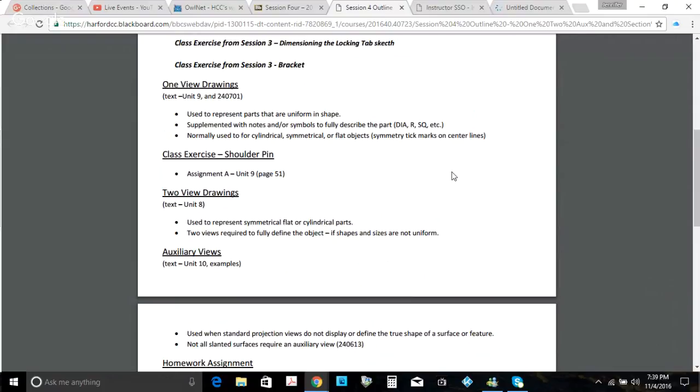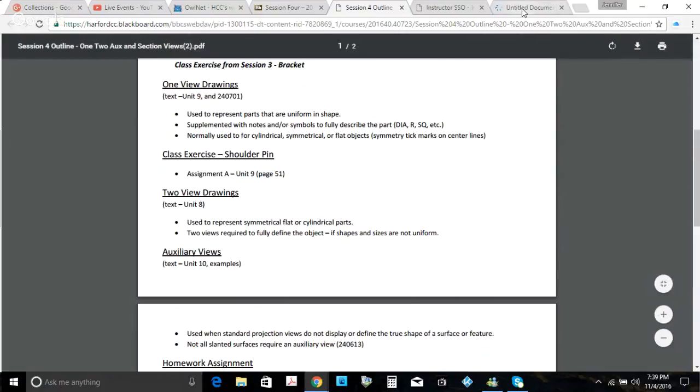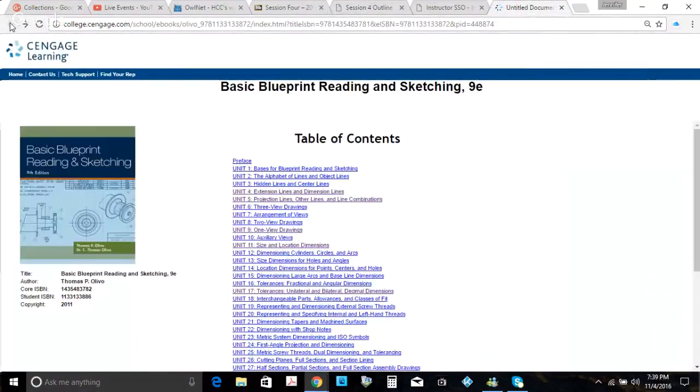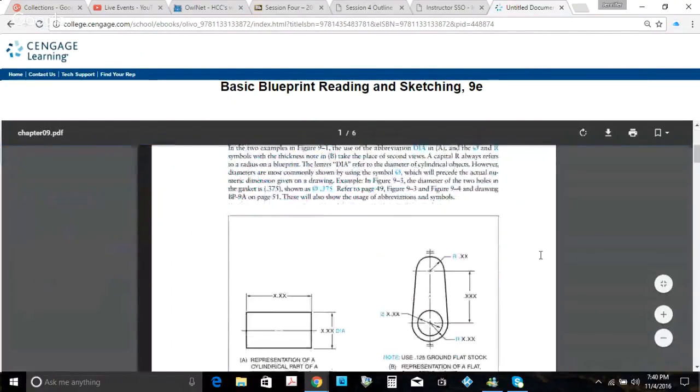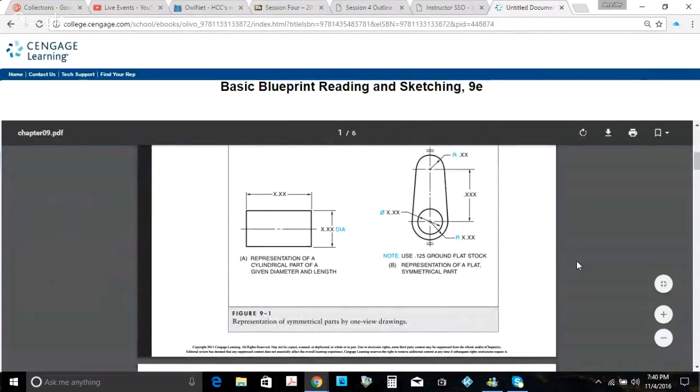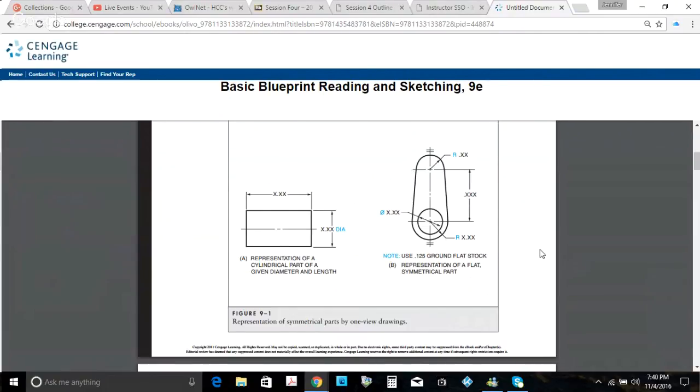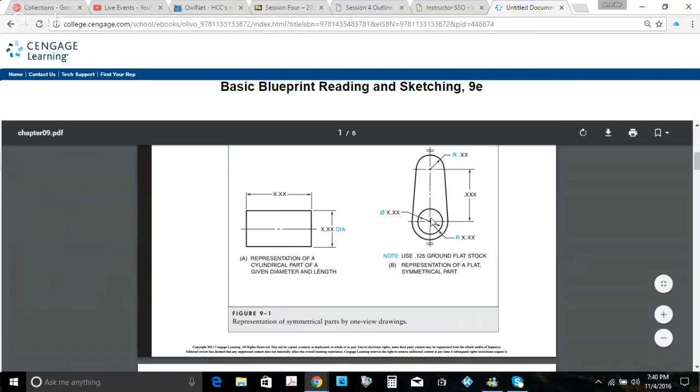Also, with the one view drawings, Unit 9 in our text, let me bounce back there and get an example of what I'm going to talk about here. Okay, so in Unit 9, Figure 9-1, the B representation over here on the right-hand side, we talked about if a part is symmetrical, meaning the features on either side of the center line are the same, how do we identify that? And we said, okay, well, first of all, we want to put a center line down the middle of the part, and then we want to add these 2 lines at the bottom, 2 lines at the top.